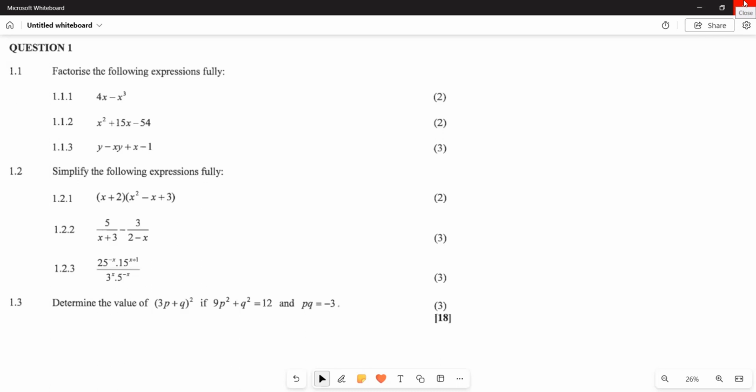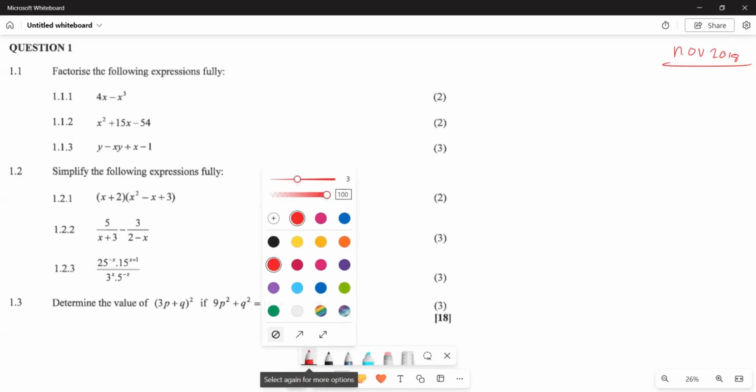So what we are doing today is solving for x, and we are focusing on our past paper, the November 2018 paper, I think. We are going to focus on number one, the algebra, in this particular paper. Let's start with the first question and see what is required of us.